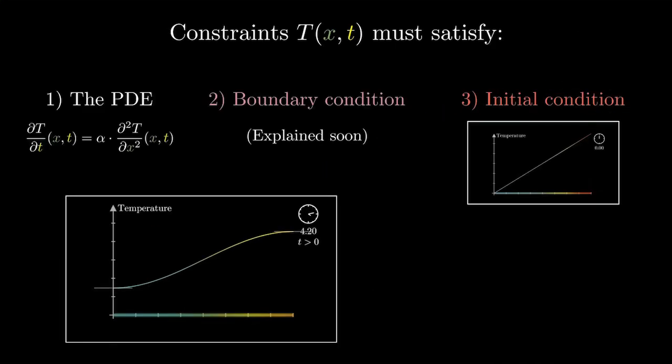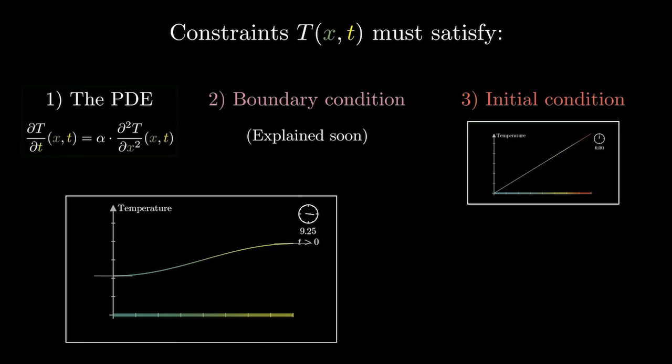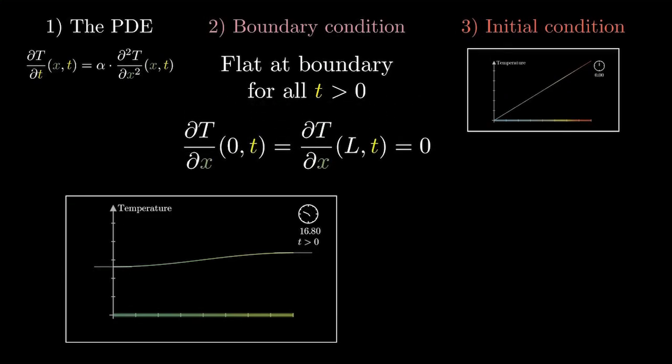In other words, finding a function satisfying the heat equation itself is not enough. It must also satisfy the property that it's flat at each of those endpoints for all times greater than 0. Phrased more precisely, the partial derivative with respect to x of our temperature function at 0,t and at L,t must be 0 for all times t greater than 0, where L is the length of the rod. This is an example of a boundary condition, and pretty much any time that you have to solve a partial differential equation in practice, there will also be some boundary condition hanging along for the ride, which demands just as much attention as the PDE itself.